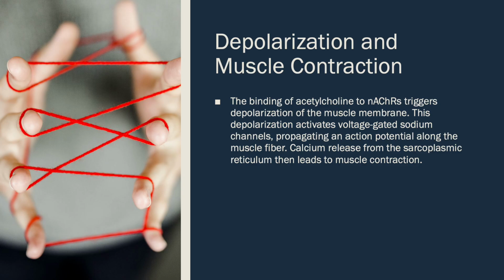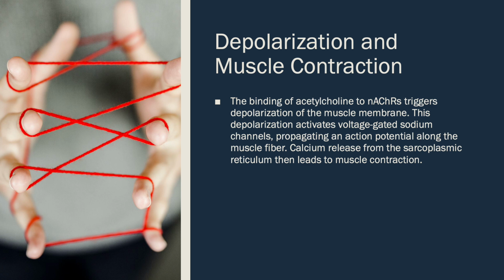Now, let's talk about depolarization. The depolarization of the muscle membrane is initiated by the binding of acetylcholine to those nicotinic acetylcholine receptors on the postsynaptic membrane at the neuromuscular junction. This binding causes ion channels to open. Now, sodium will enter into the muscle fiber, leading to depolarization.